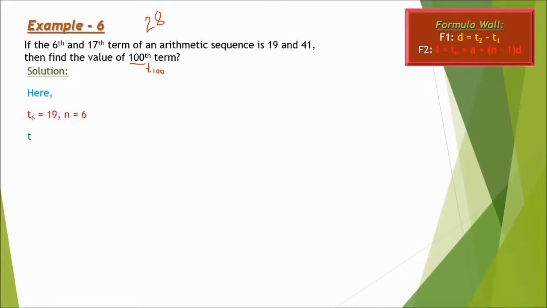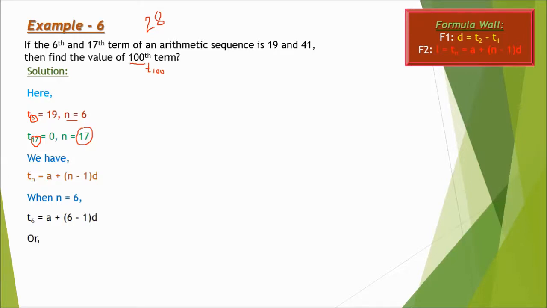T6 is equal to 19 and n is equal to 6. We can easily distinguish this, and the value of n is this part. Whatever number is here, that is the value of n. And T17 is equal to 41 is given, and n is equal to 17. We know the same procedure, and we know the formula for the general term, a plus n minus 1 d. And when n is equal to 6, we substitute n as 6, then T6 is equal to a plus 5d. You can write a plus 5d directly also.